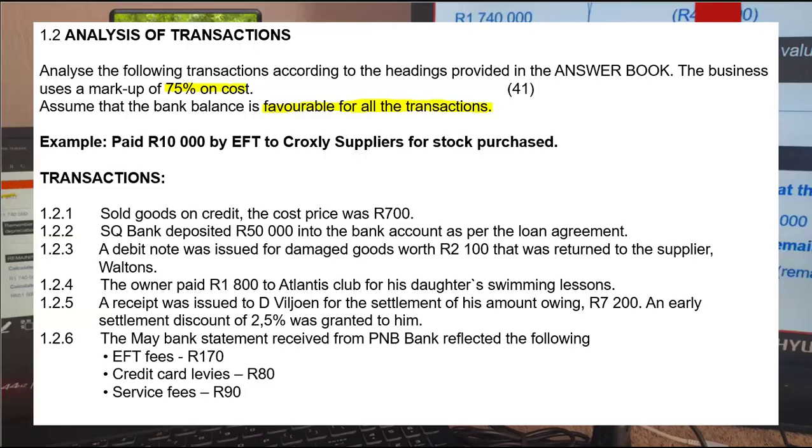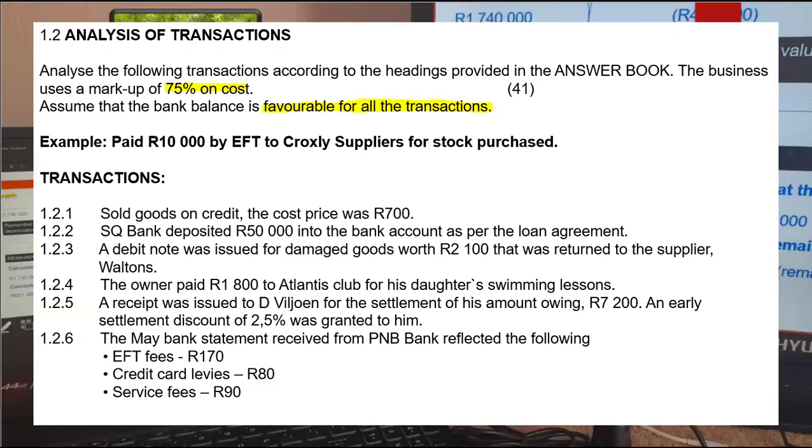Every time money goes out of your bank account, it will increase your liability because it will have been a bank overdraft. A bank overdraft, please note it is a current liability. Just like any other liability, it carries the same characteristics. It increases on the credit side. Now let's look at the example they're giving us here. They are saying that we paid 10,000 by EFT to Croxley suppliers for stock purchased.